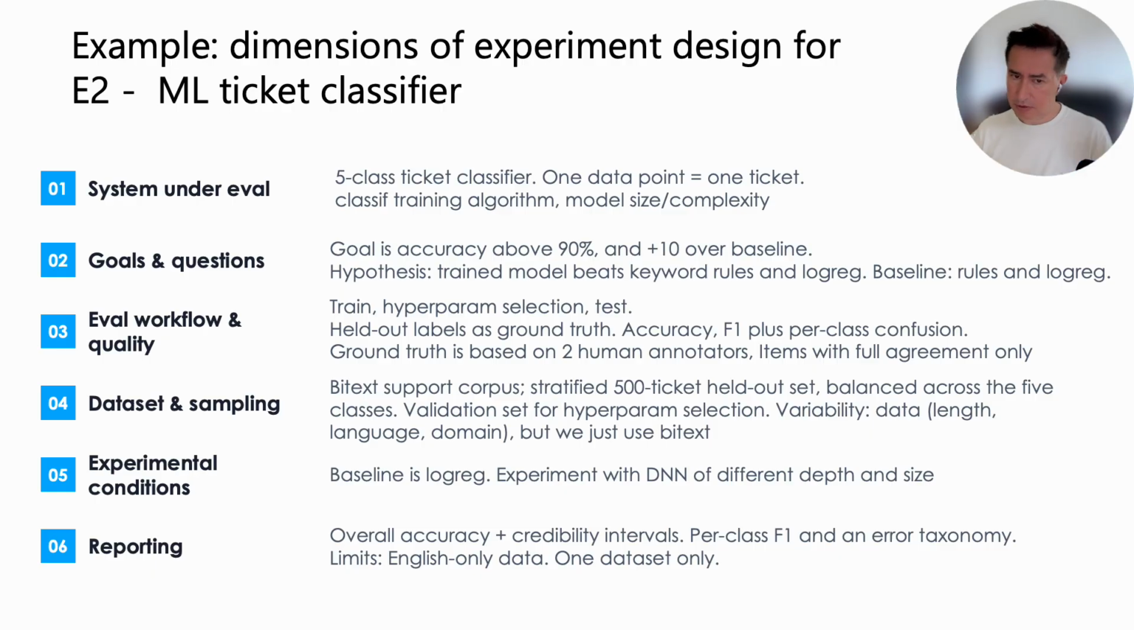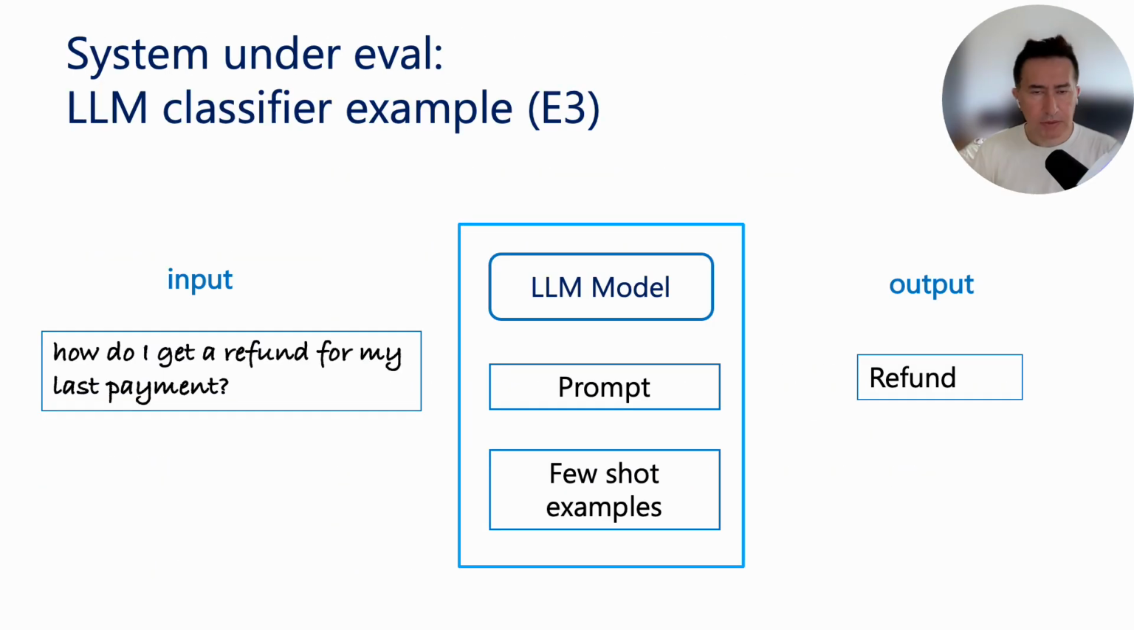Our baseline is rule-based and logistic regression, and our experiment space is deep neural networks of different depths and sizes. And when we report, we commit to report our main metric, which is accuracy, plus a credibility interval for the accuracy, per-class F1, and a taxonomy of the errors, and we're going to report on the limits. For example, English-only datasets and only one dataset. Let's now see some examples of systems under eval.